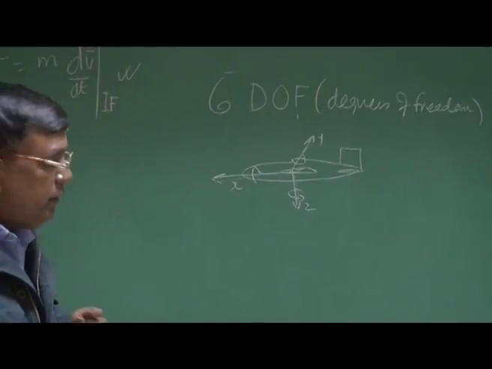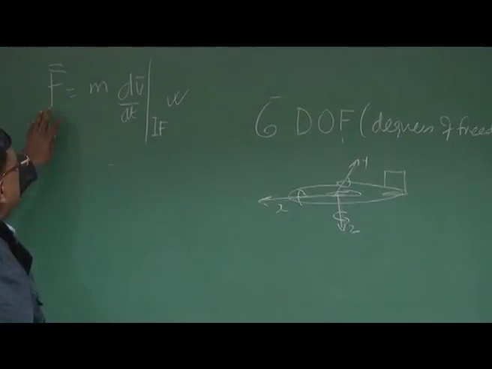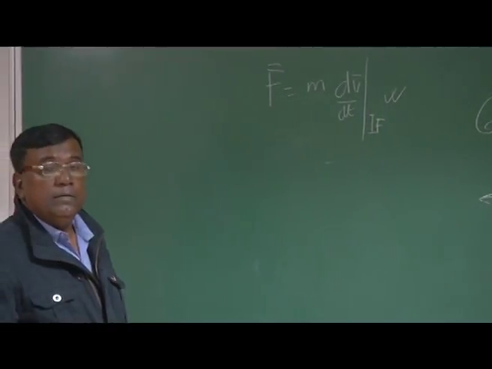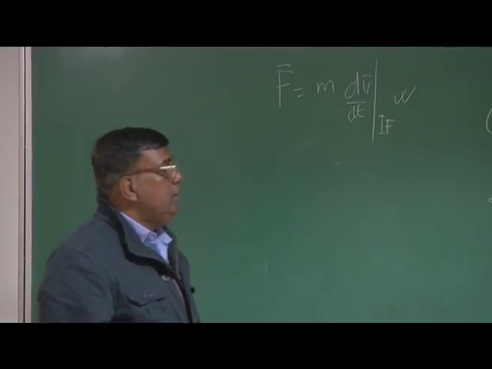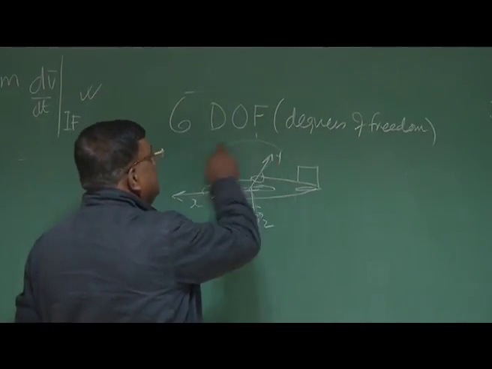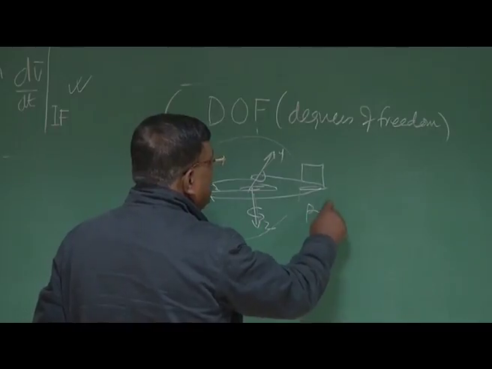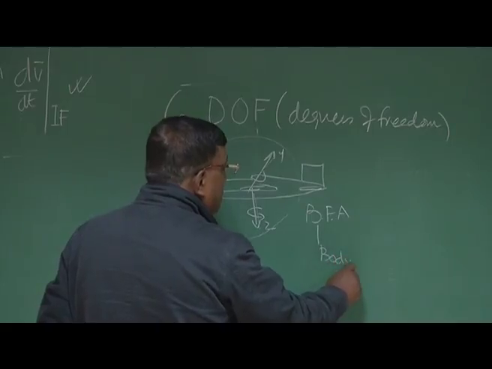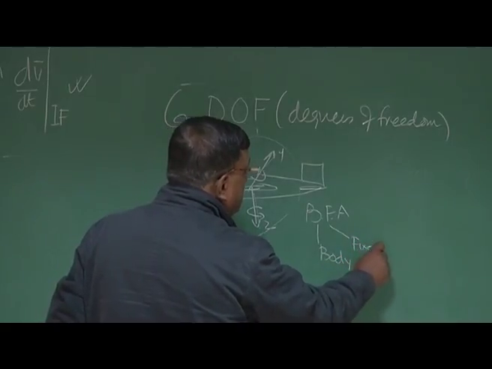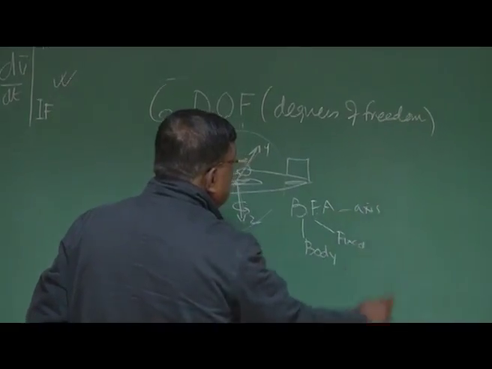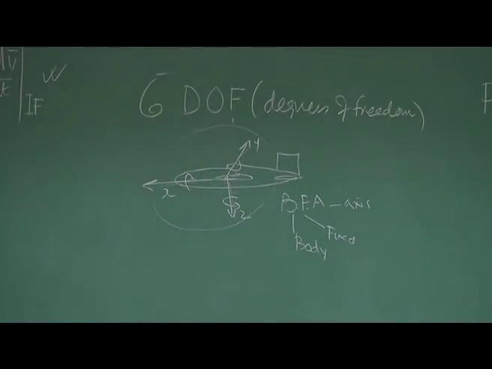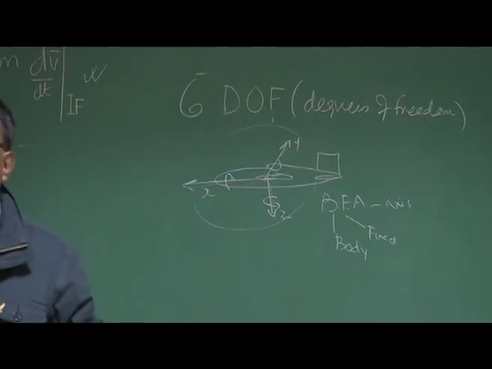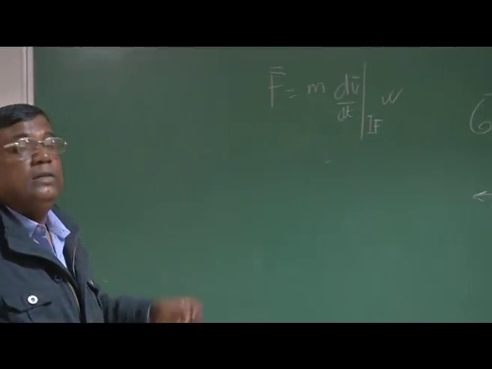And what is the problem we got stuck with? Yes, F equal to m dv by dt, but we need to take this derivative with respect to an inertial frame of reference. However, if I am working with a body fixed axis system like this, body fixed axis is BFA, this is body, this is fixed axis. The problem is, if I operate with respect to this axis system, this is not an inertial frame of reference, so I won't be able to apply Newton's law correctly.